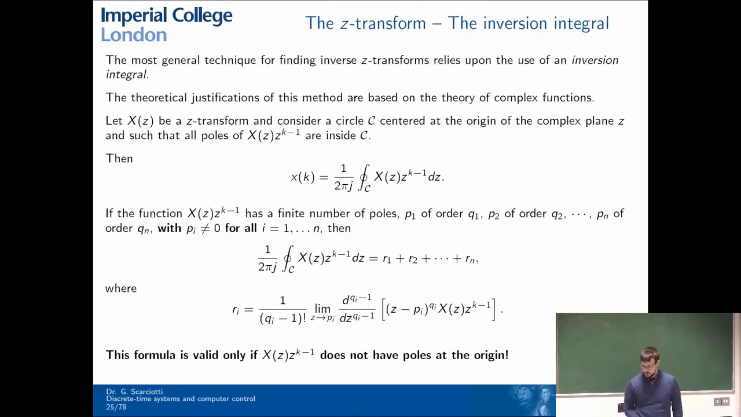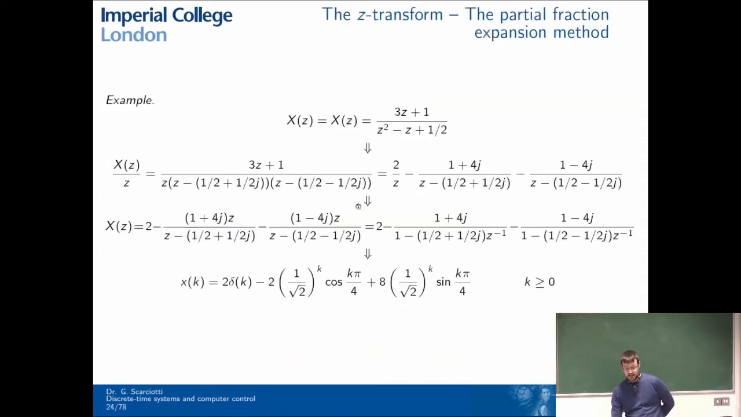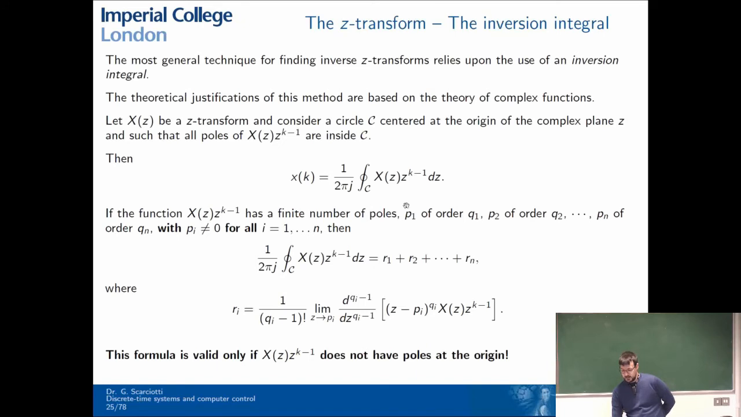The last method that we see is the inversion integral. The inversion integral is the most general technique for finding the inverse Z transform. It is based on the definition of the Z transform and the fact that the operator is an inverse operator that is defined using this inversion integral. The problem of the inversion integral, if you want, is that the expression is quite scary because this integral is actually a complex integral, okay?